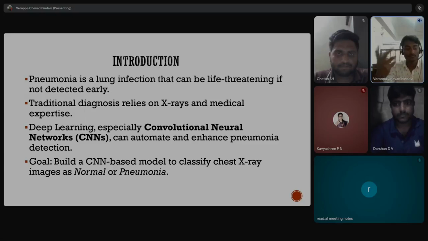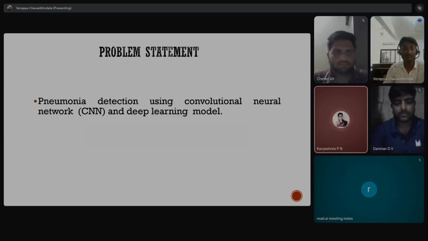But we have come up with a new solution called pneumonia detection using a CNN model. It will analyze the X-rays based on the trained model, and it will tell within a second whether pneumonia is detected or not. Our goal is to build a CNN based model to classify chest X-ray images as normal or pneumonia detected.